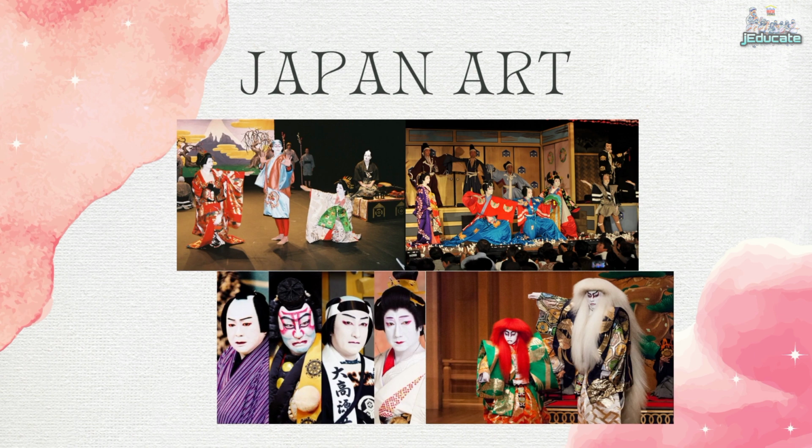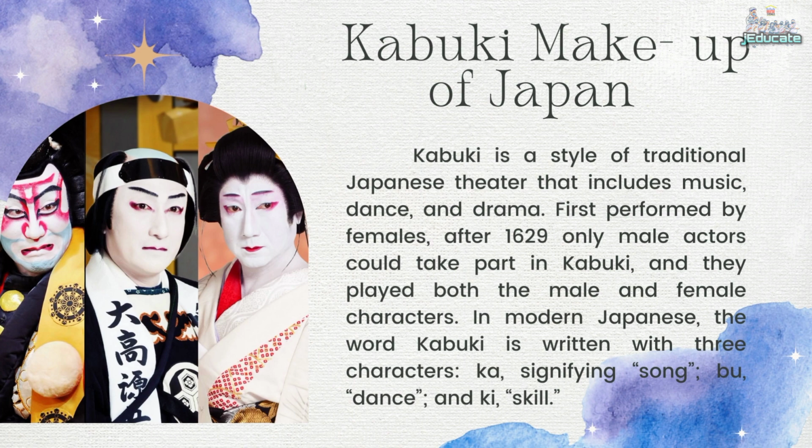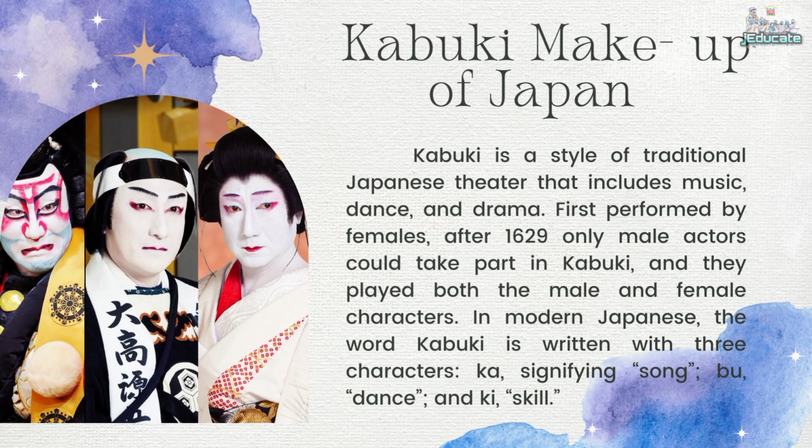Japan art. Kabuki makeup of Japan. Kabuki is a style of traditional Japanese theater that includes music, dance, and drama. First performed by females, after 1629 only male actors could take part in Kabuki, and they played both the male and female characters. In modern Japanese, the word kabuki is written with three characters: ka, signifying song, bu, dance, and ki, skill.